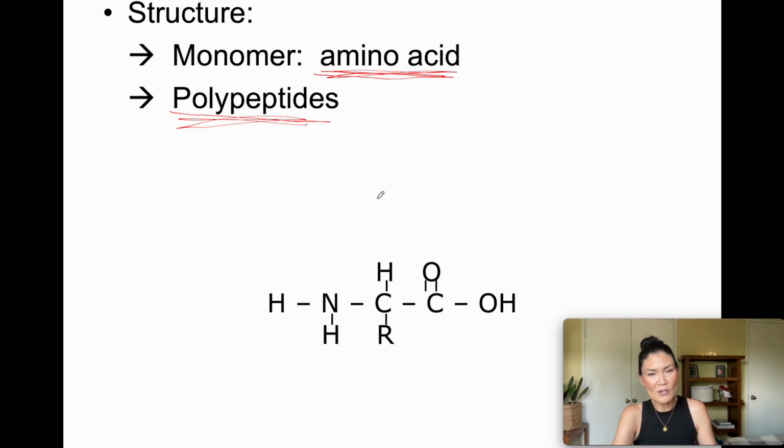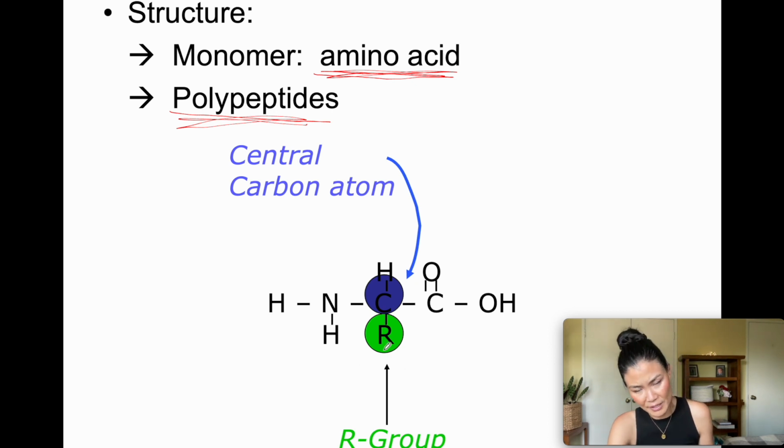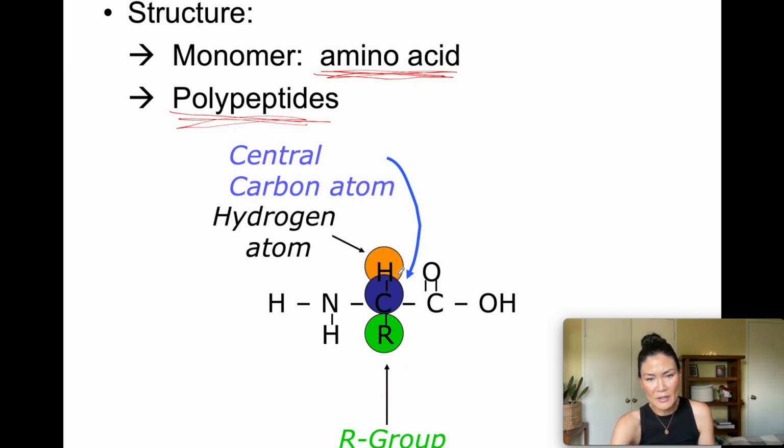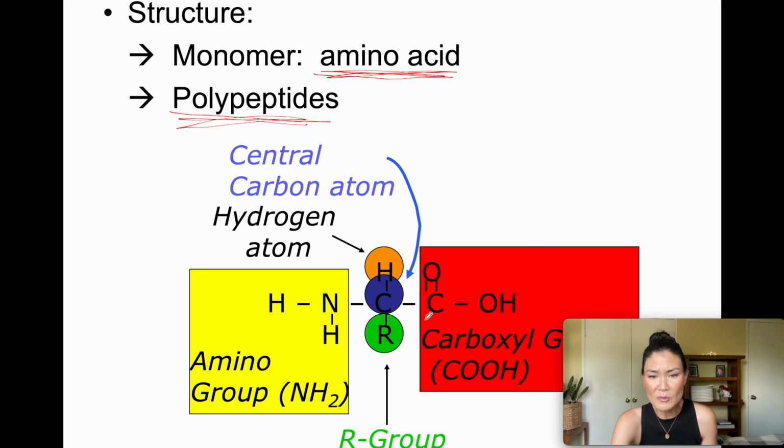This is the basic structure of an amino acid. Amino acids have a central carbon atom over here in the middle. They have an R group, and I'll show you what R groups look like. You have the hydrogen atom attached to the central carbon atom. You have the amino group. Remember, that's a functional group that we went over that causes the molecule to be basic. And then here you have the carboxyl group, which causes the amino acid to be acidic.